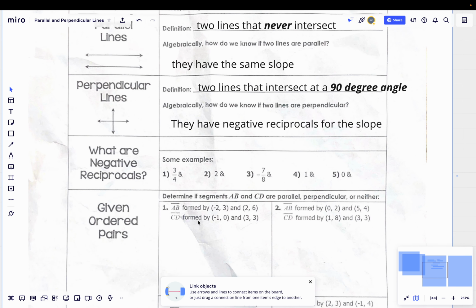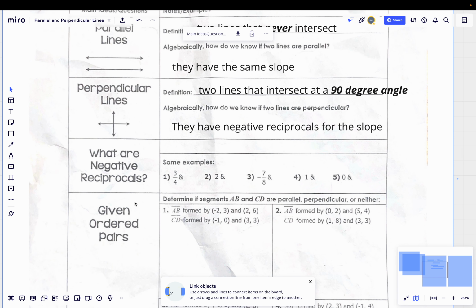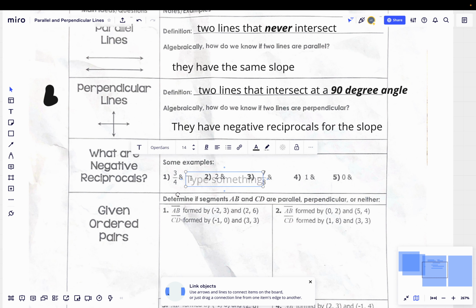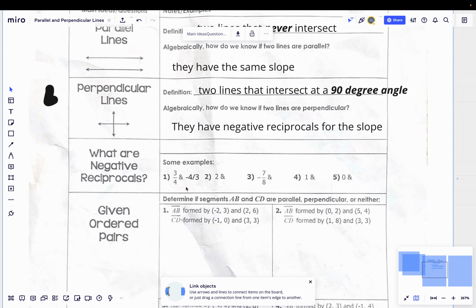So let's see this. It says, what are negative reciprocals? So we get 3/4. Well, what is the opposite of 3/4? The opposite of 3/4 is 4/3. So we put 4/3. But we have to add a negative sign. So basically what a negative reciprocal is, these two numbers multiplied together will equal -1.